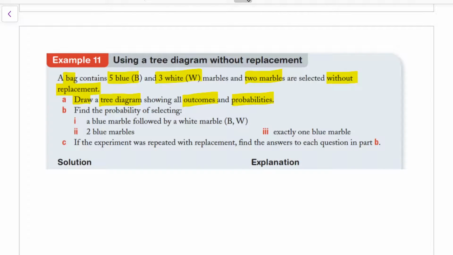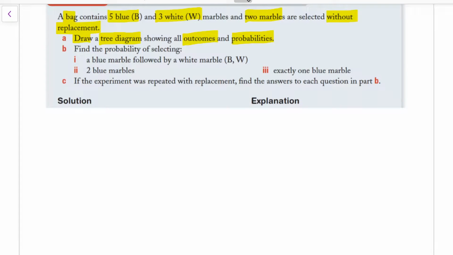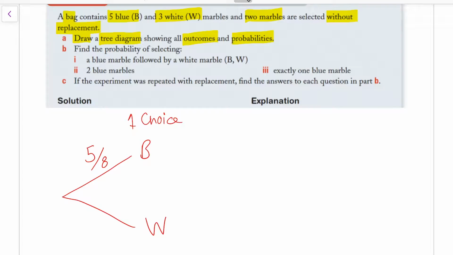So we're making 2 selections from our bag. We know that we've got blue and we know that we've got white options. Now this is the first selection. So my first choice. Nothing's been removed in this first selection. So we've got 5 over 8, because there's 5 blue marbles. 5 plus 3 gets me the 8. And for the white, now I've got 3 over 8 options.